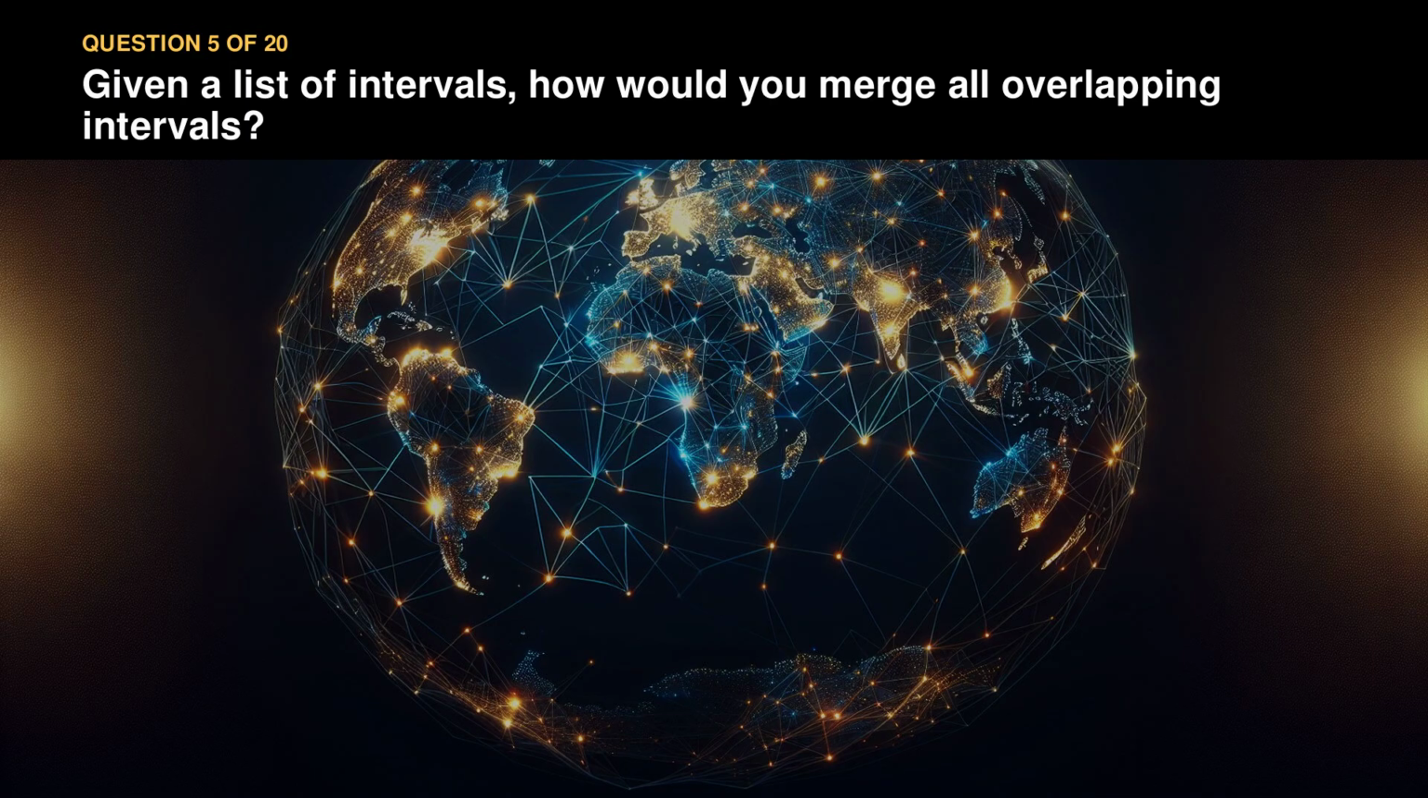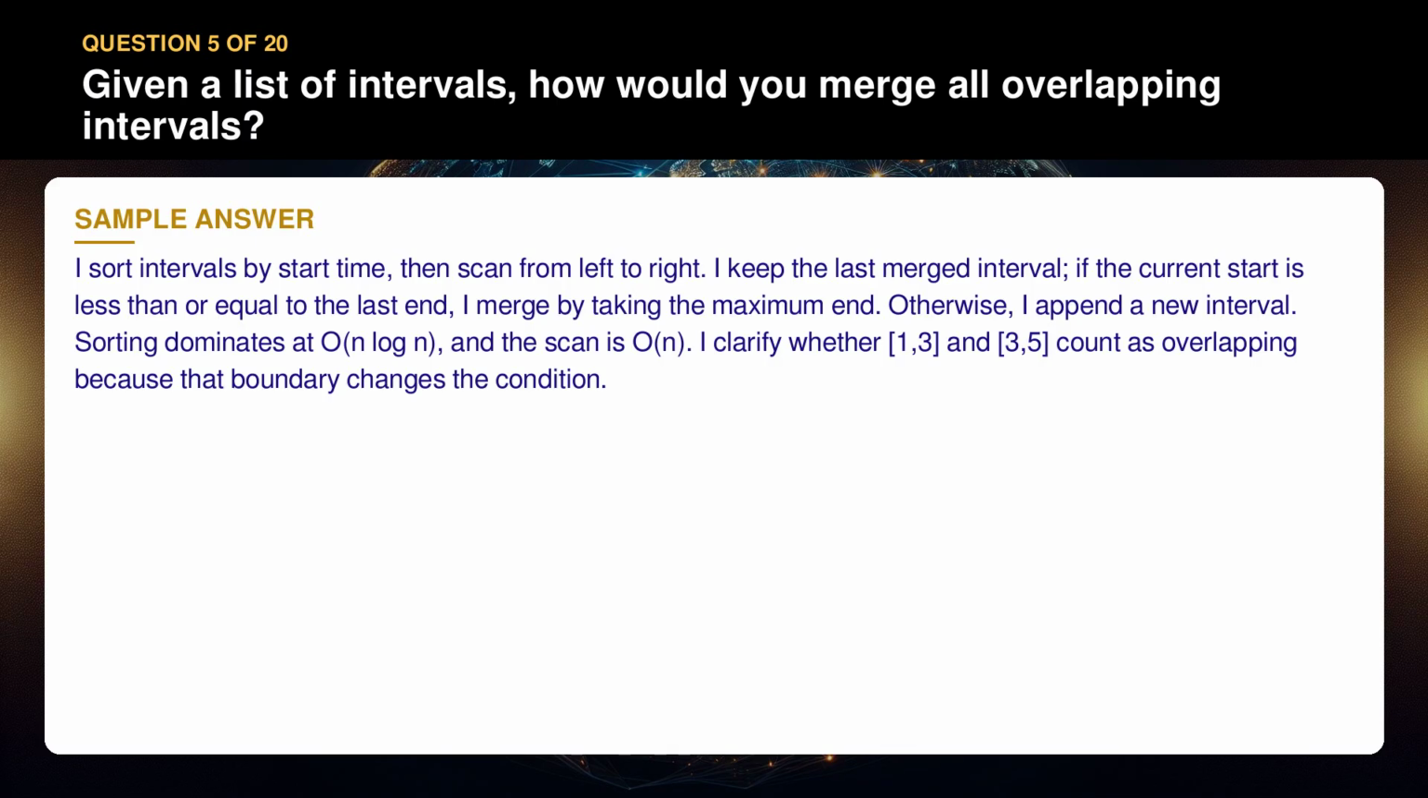Question 5. Given a list of intervals, how would you merge all overlapping intervals? I sort intervals by start time, then scan from left to right. I keep the last merged interval. If the current start is less than or equal to the last end, I merge by taking the maximum end. Otherwise, I append a new interval. Sorting dominates at O(n log n), and the scan is O(n). I clarify whether [1,3] and [3,5] count as overlapping, because that boundary changes the condition.